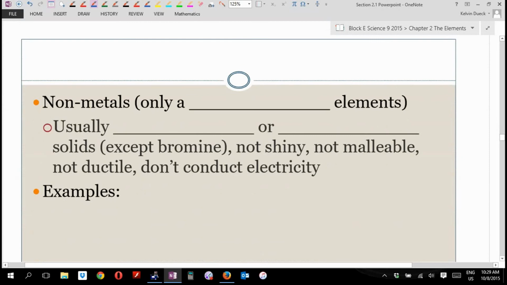Non-metals. Only a few elements. They are usually gases at room temperature, or if they're solid, they're very brittle, crumbly almost. But also often they're toxic, so it's not like you can say, hey, I'm going to use my hands on it. You need like fume hoods and gas masks and stuff. Except for bromine. Bromine is the only one that's a liquid at room temperature.